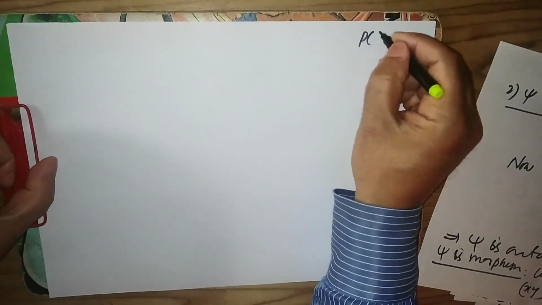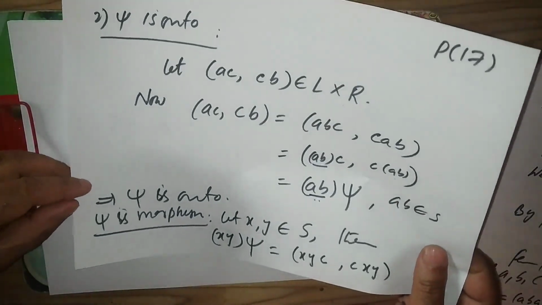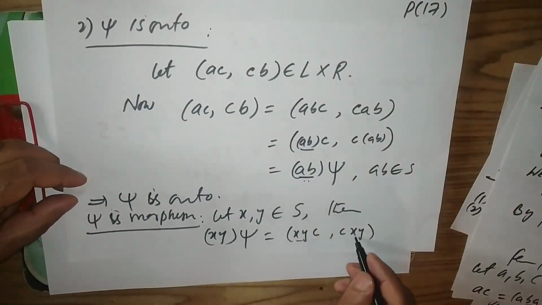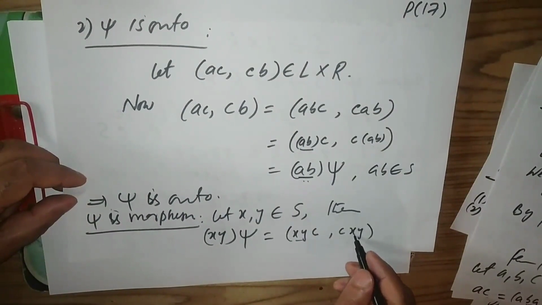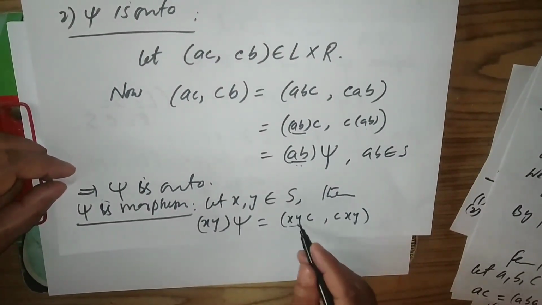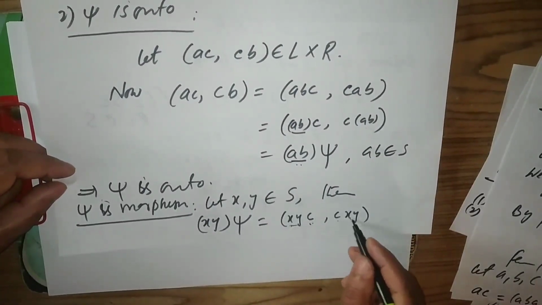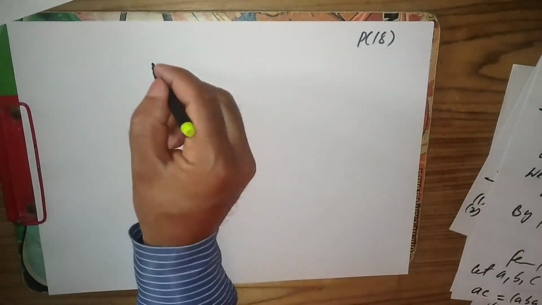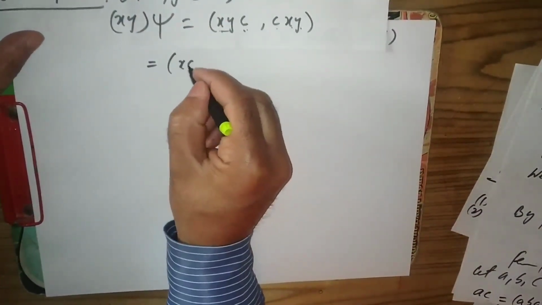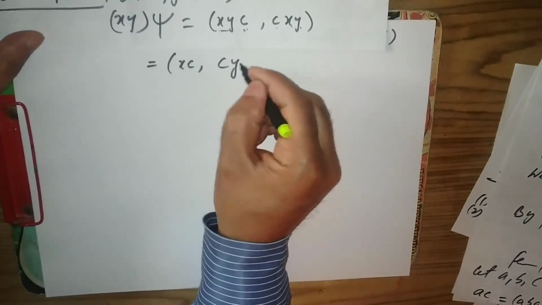So this one, X, Y, psi is equal to X, C, and C, X, Y is equal to C, Y. Because the product ABC is equal to AC, XYC is equal to XC, and CXY is equal to CY. So XYC is XC and CY is CY.